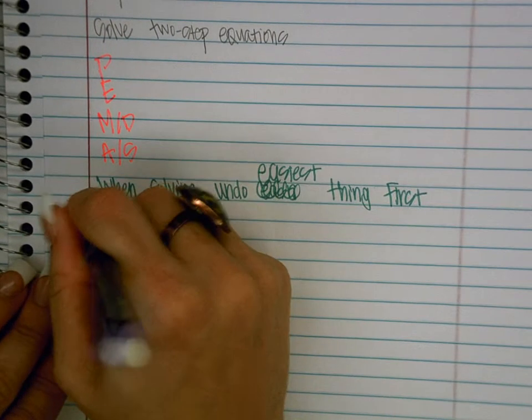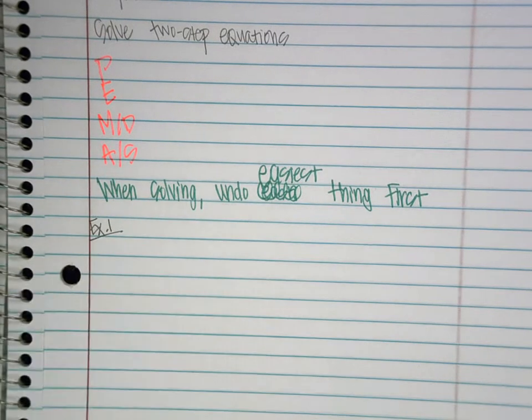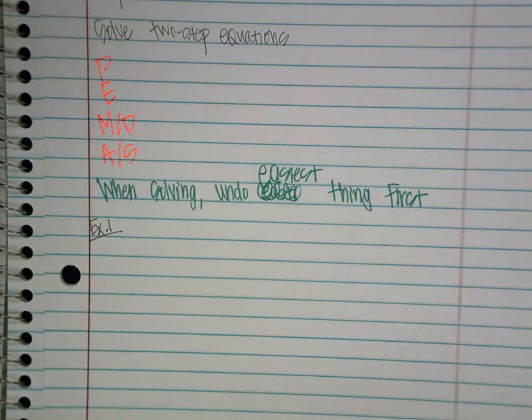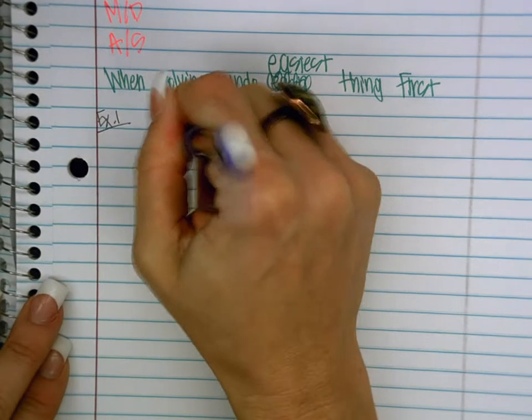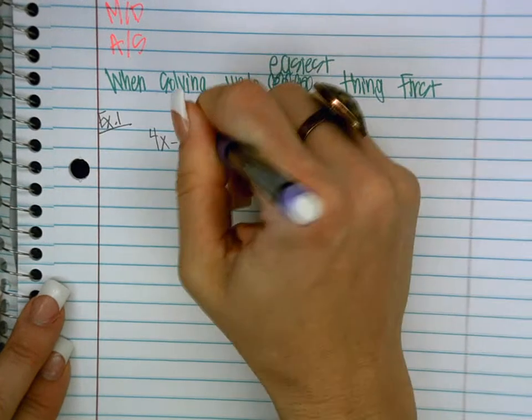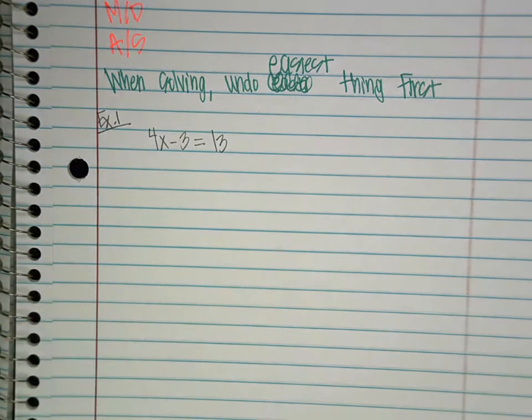So let's look at something like, for example, 1. I would like you to solve, and all of your problems are going to be asking you to solve 4x minus 3 equals 13. 4x minus 3 equals 13. Go ahead and get that written down, and I'll come back to it in just a second. If you think you know how, go ahead, you can try to solve it.